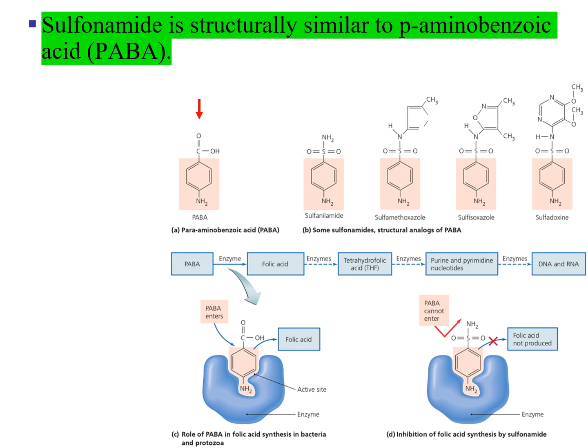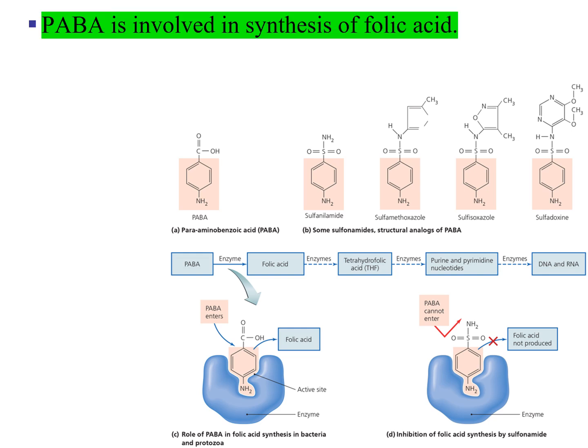This PABA, the bacteria will naturally use it to produce DNA. How it helps the bacteria produce DNA is it first is going to be enzymatically converted into folic acid. So look directly under the images of PABA and their structural analogs and look at that flow chart. PABA is enzymatically converted into folic acid. That's the first step.